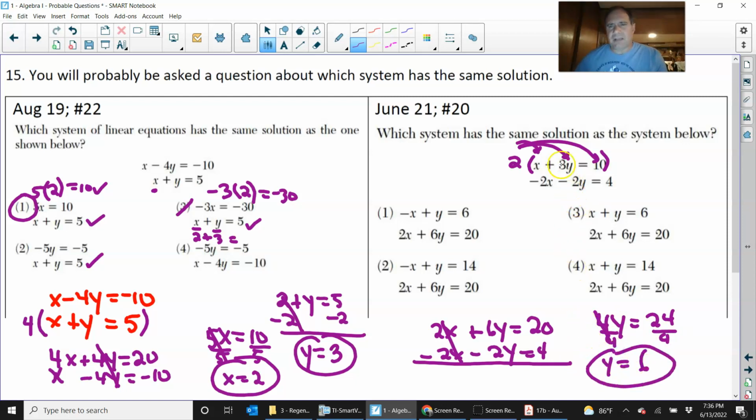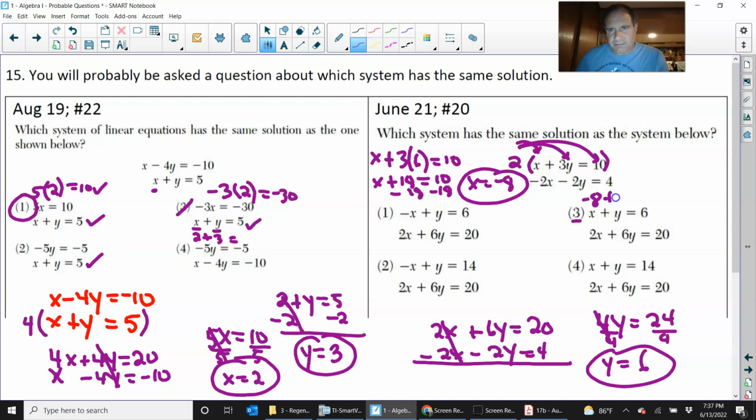Y equals 6. I'm going to go up to this first one here and say x plus 3 times 6, because y is 6, equals 10. So I get x plus 18 equals 10. And then minus 18 on both sides, x equals negative 8. I'm going to start with 3. Negative 8 plus 6 does not equal 6. That's out. Negative 8 plus 6, does that equal 14? That's out.